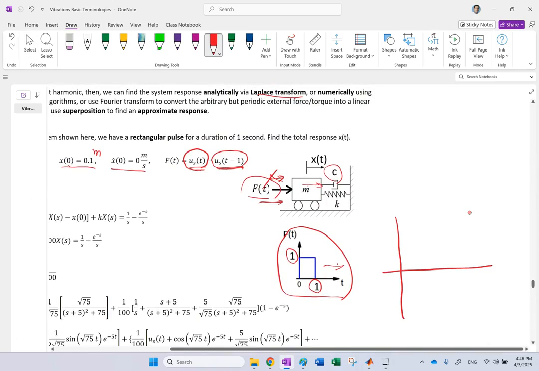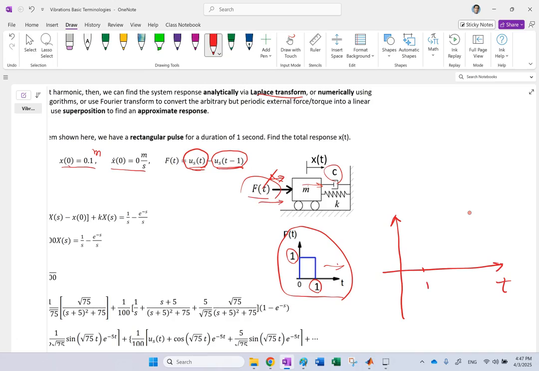If I plot both of those functions versus time, this is 1 second and this is 1. The first function starts at time 0, goes to 1, and keeps going like that. That is the unit step function, US of t. And the second function is 0 until 1. At 1 it goes to 1 and keeps going. So that is US with 1 second delay.